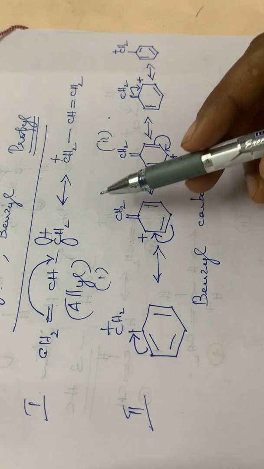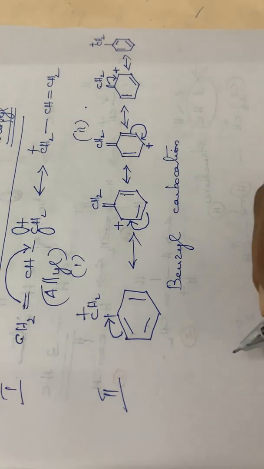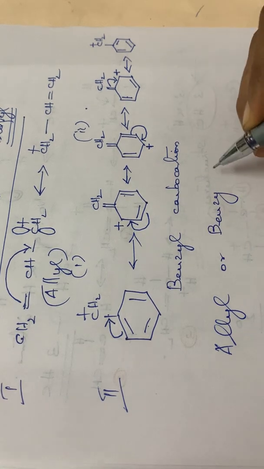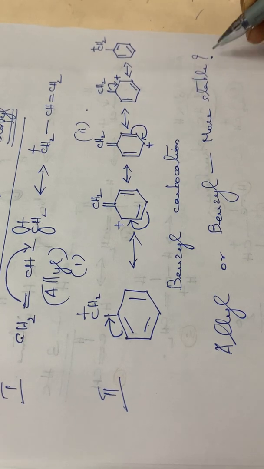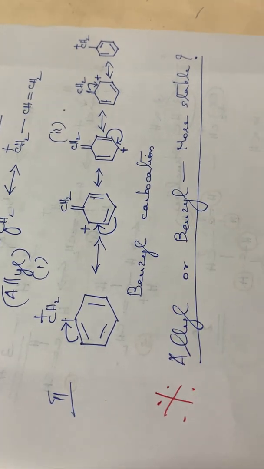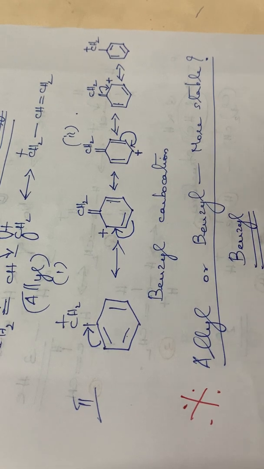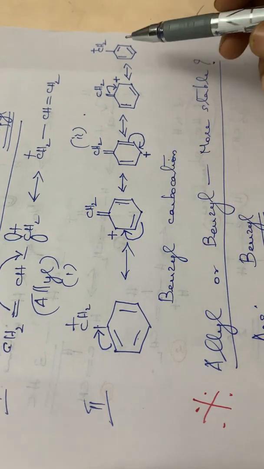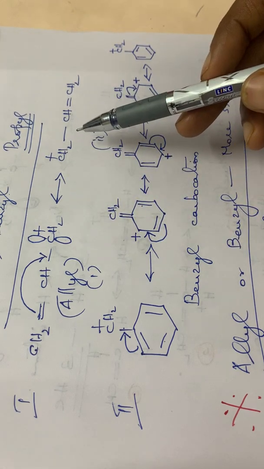And also, while comparing this allyl and benzyl carbocation, which one will be more stable? Allyl or benzyl carbocation, which one will be more stable? This is an important question. Allyl or benzyl carbocation, which one will be more stable? See, the answer is that benzyl carbocation will be more stable. Why? Because the number of resonating structures is greater. It is having 5 resonating structures, but the allyl carbocation is having only 2 resonating structures, isn't it?